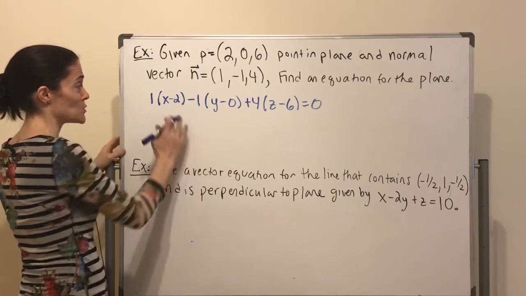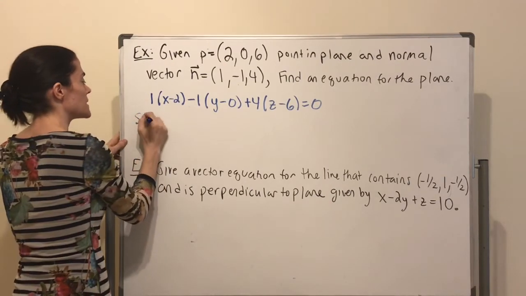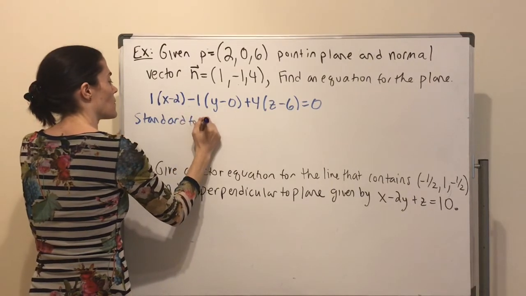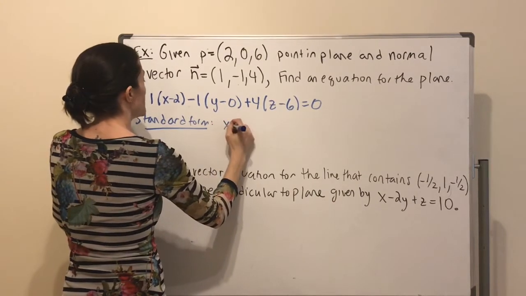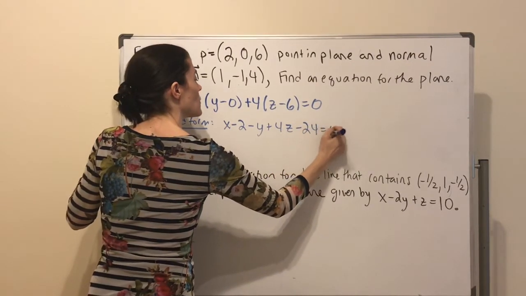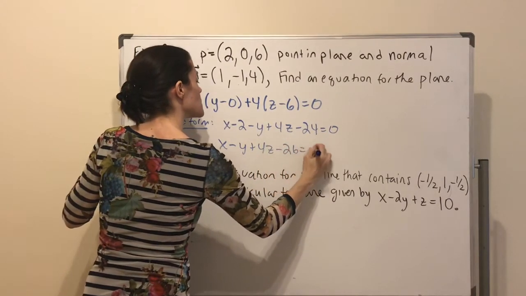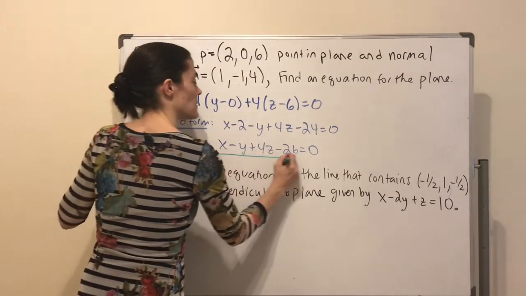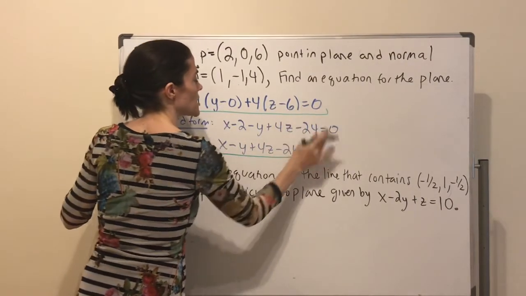It looks nice like this because you see the point and you see the normal vector, but if you wanted to write it in standard form, for instance, we could multiply out and we get x minus y plus 4z minus 26 equals 0. So this bottom one is the exact same, and it's an equation for the exact same plane, it's just in a different form, standard form.